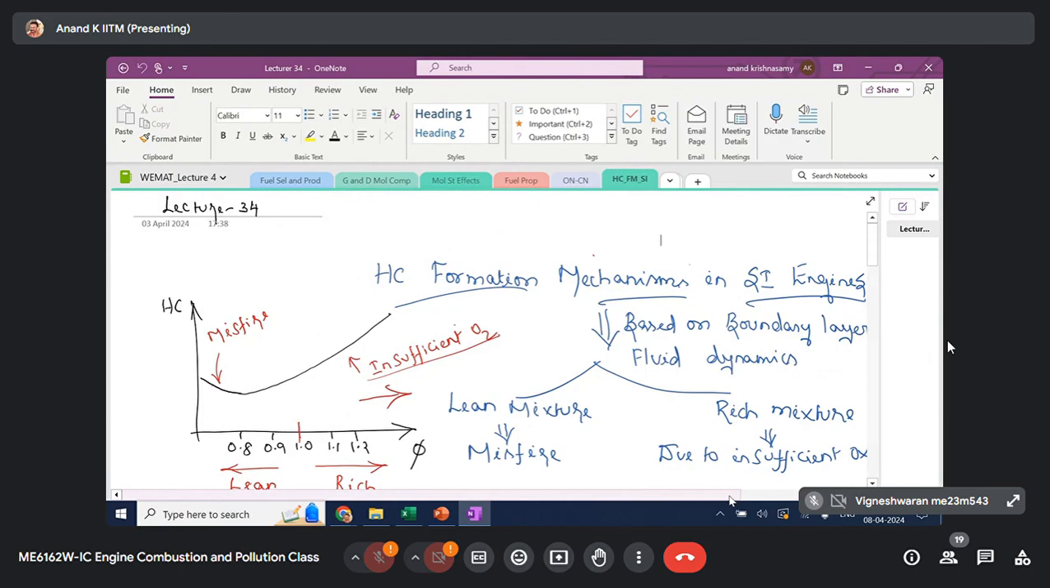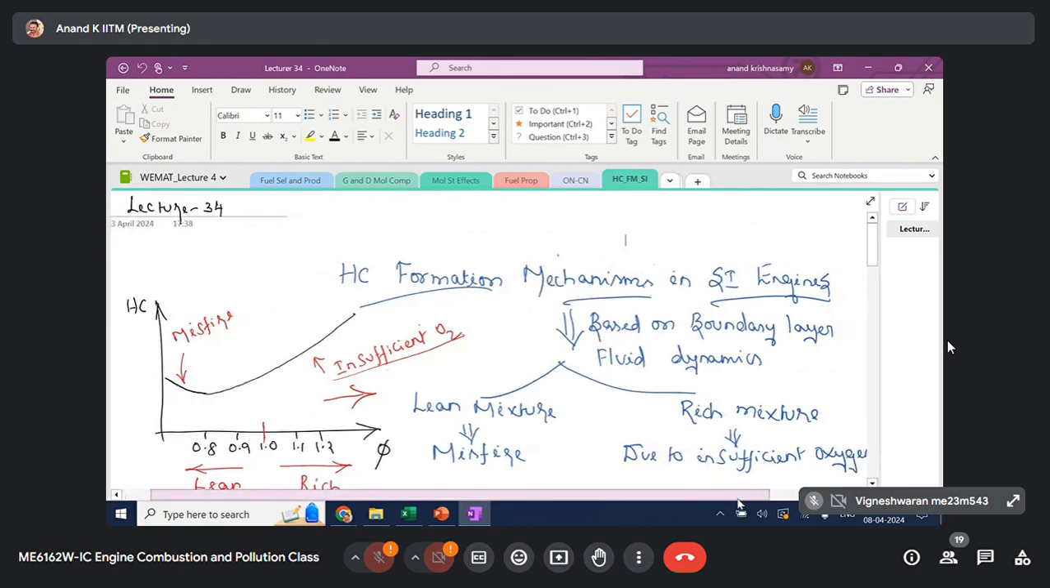Okay, so we have so far discussed the CO formation mechanism. Next, we are moving to HC, unburnt hydrocarbon formation mechanism. Unlike NO and CO, which are kinetically driven, we already discussed that this is not kinetically driven, rather it is based on boundary layer fluid dynamics. How the flow happens in the boundaries of the engine cylinder is going to decide the concentration of HC in the IC engine. Because of this reason, the mechanism is different in SI engine and CI engine.